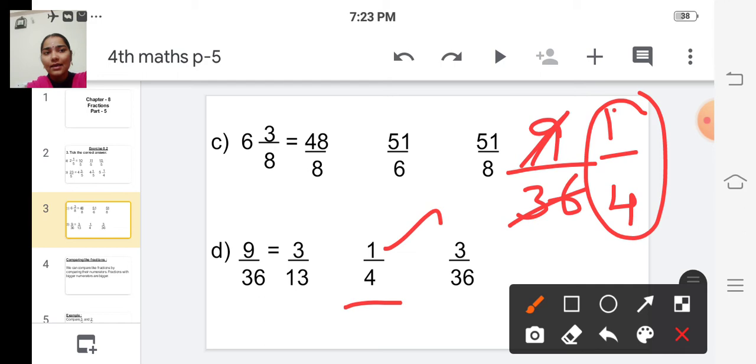1 nines are 9 and 9 fours are 36, isn't it? So the fraction is 1 by 4. Okay.